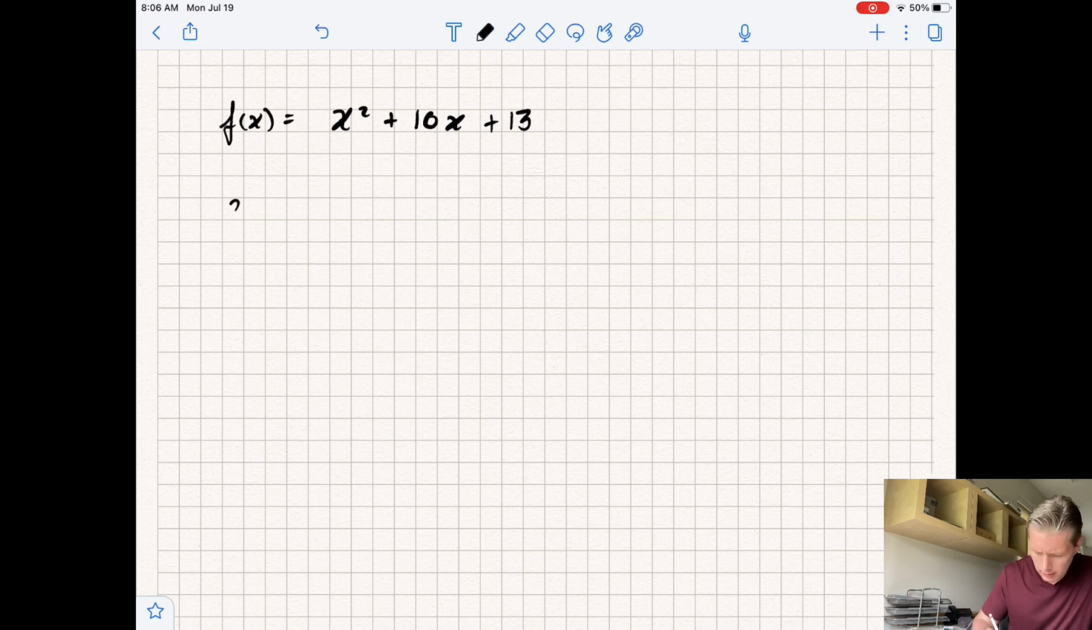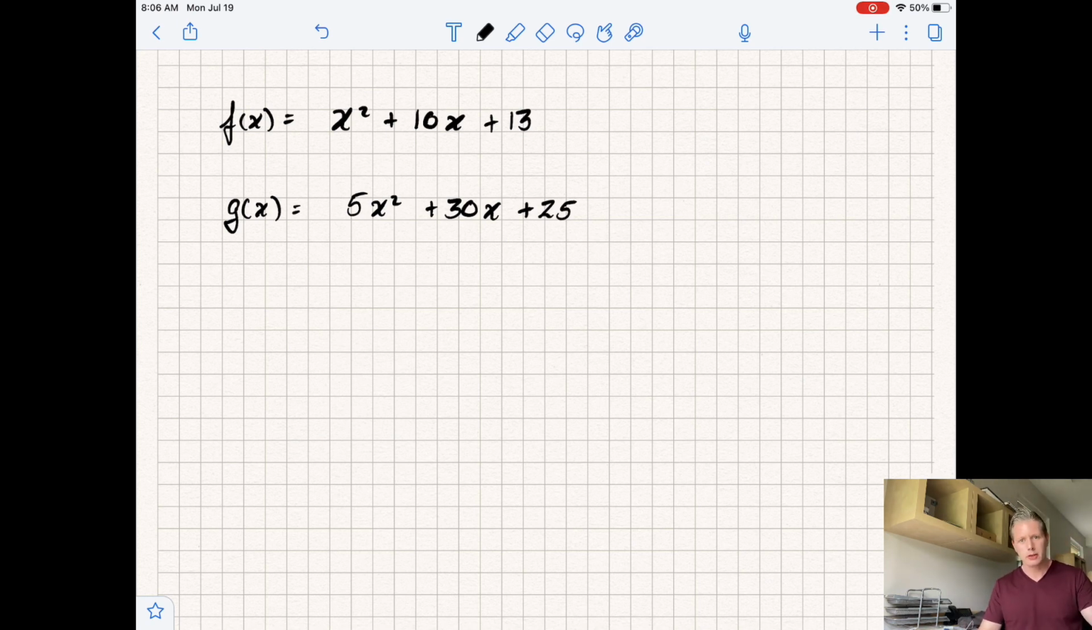And another one, g of x equals 5x squared plus 30x plus 25. Those are the two problems I'd like you to try. So that is completing the square, a very useful technique for quadratic functions. Thanks.